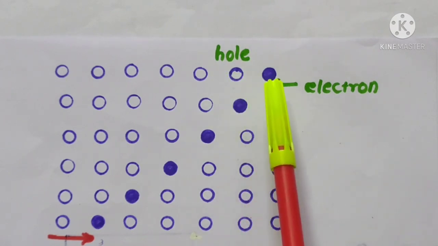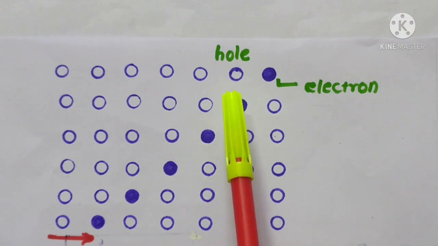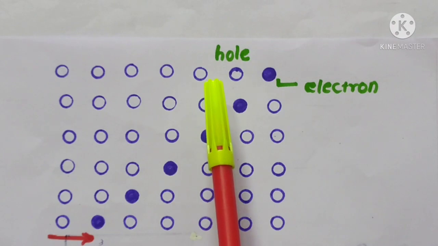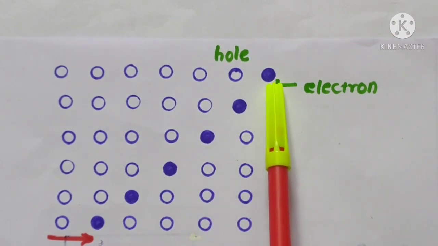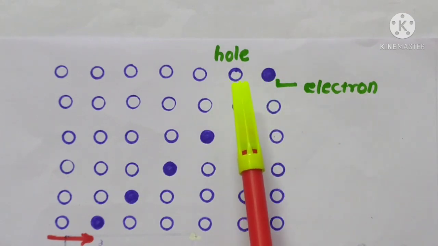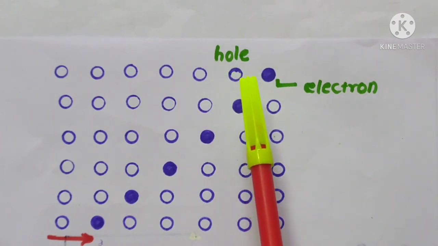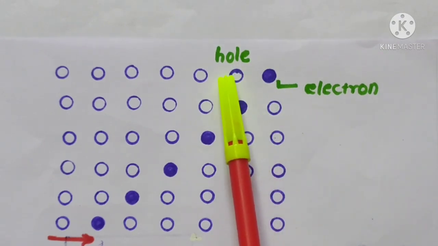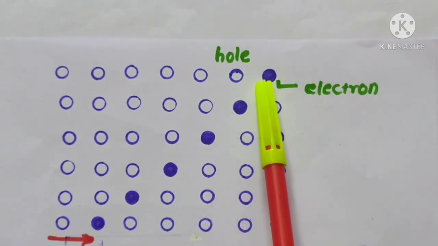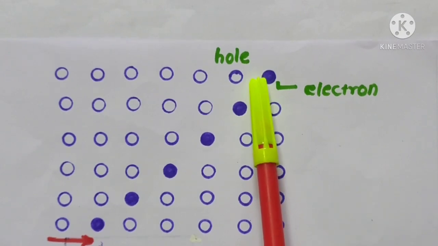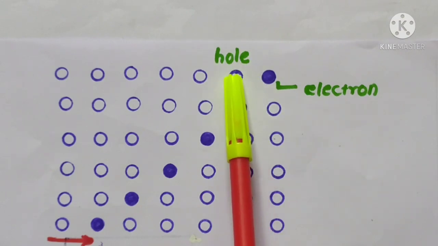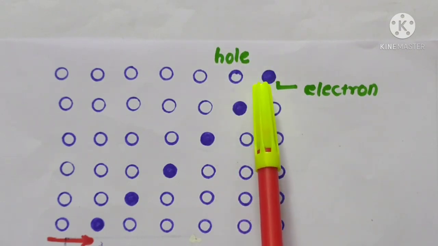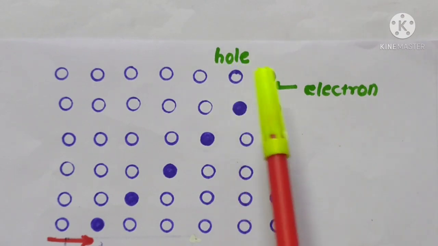So whenever the electrons are moving from one place to another place, here it is electron. When this electron moves from one place to another, or we can say from right to left, we can say that the hole is moving from left to the right. Okay, this is hole. This hole also moves from left to the right. Okay students, you can see here this is a hole and this is a free electron.